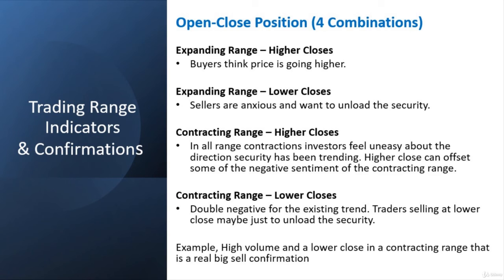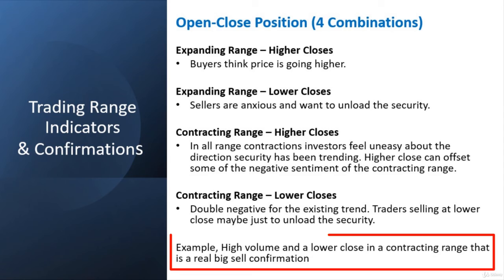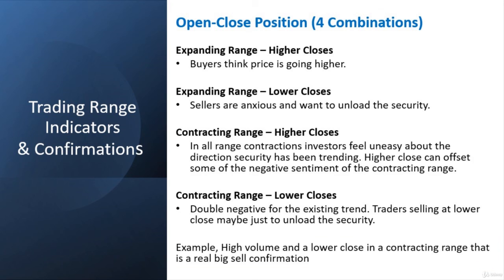These are examples where high volume and a lower close in a contracting range, as an example, when you combine the two, can be a real big sell confirmation, right? High volume indicates that there's a lot more strength to whichever way the direction is headed. A lower close and contracting range shows that prices are going down. So combining them all together could be an example of a real big sell-off in terms of price.